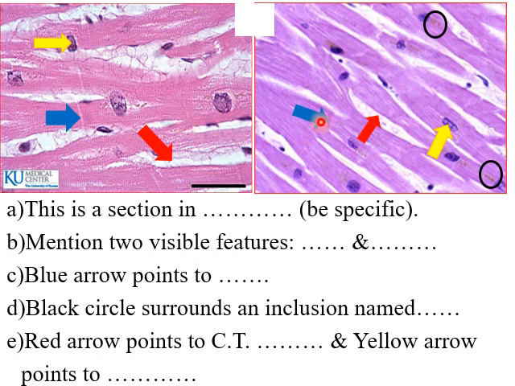The blue arrow is the intercalated disc, while the black circle is lipofuscin pigments, which are the residual bodies present inside long lived cells such as the cardiac muscle cell. The red arrow is the endomysium, and the yellow arrow is the nucleus.